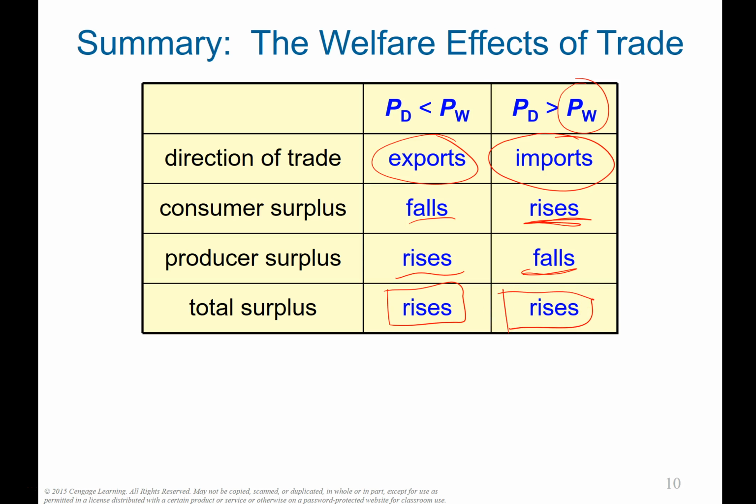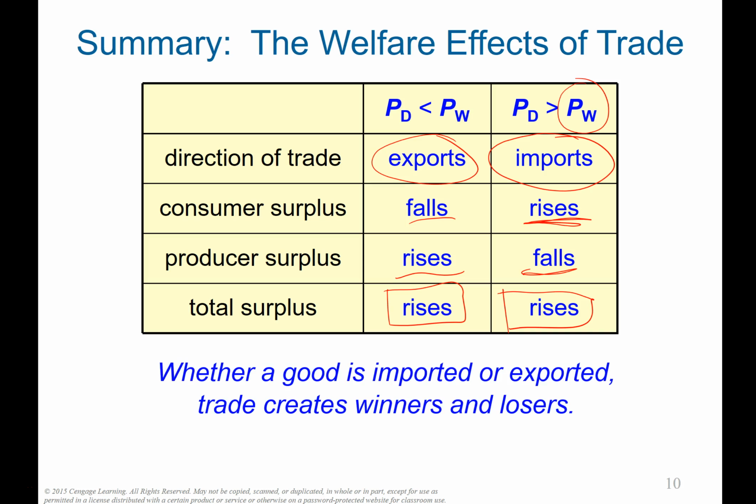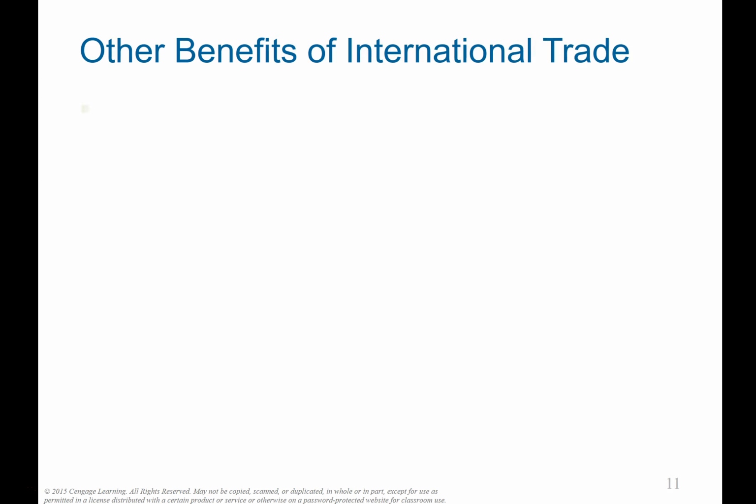So this kind of goes back to what we were saying. There are gains from trade, but who those gains go to is what we look at when we're looking at the welfare effects. So whether a good is imported or exported, trade creates winners and losers, but in both cases, the gains exceed the losses. And that's why total surplus increases.